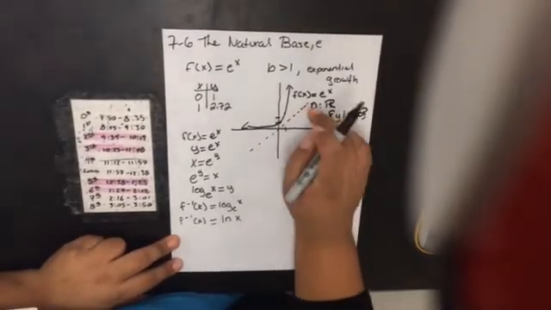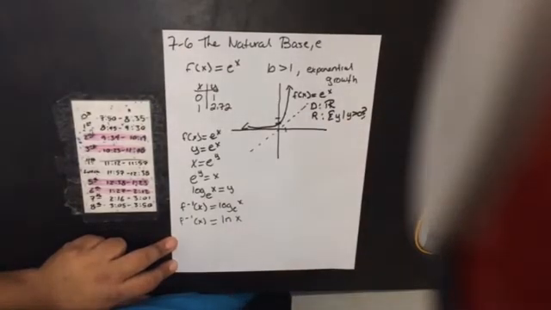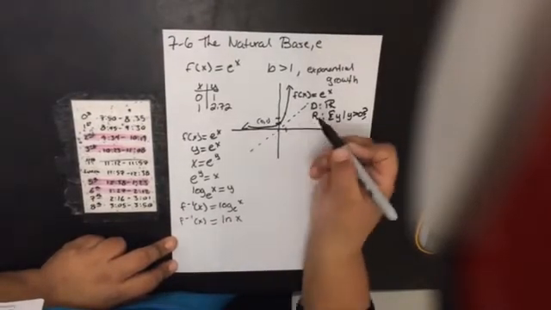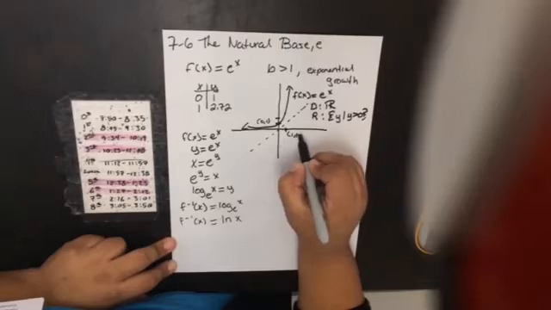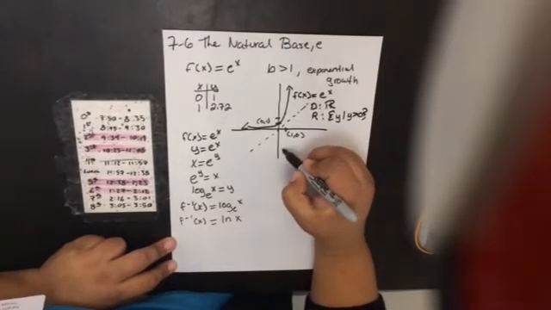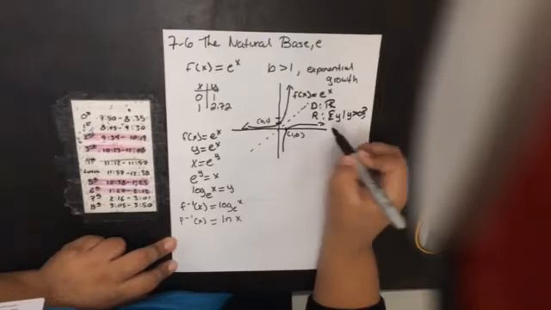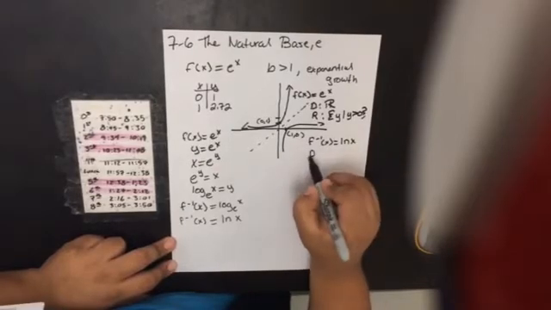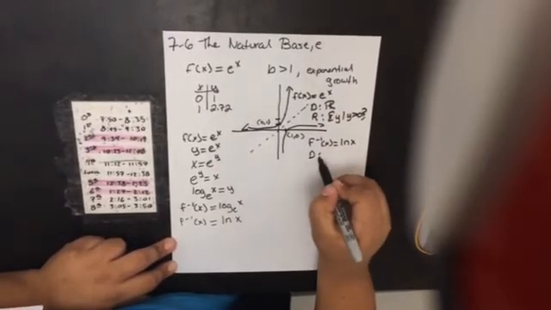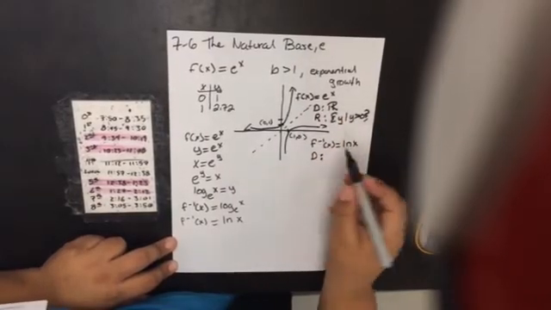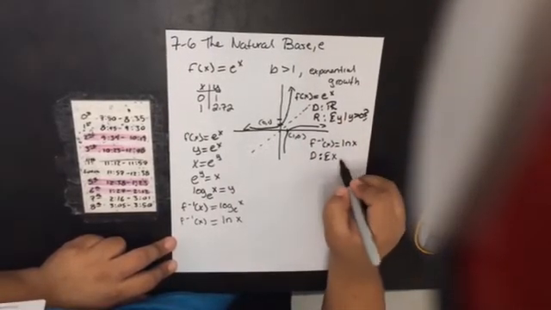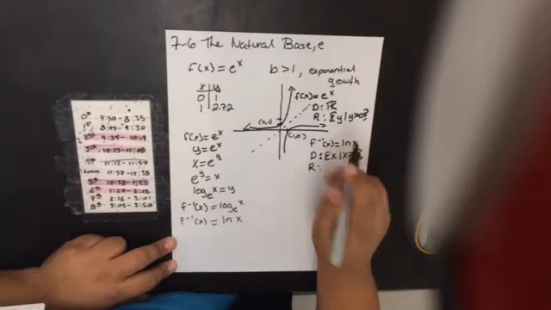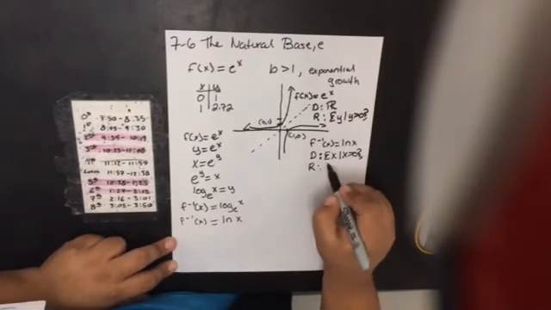To graph it, remember that it's reflected over the line y equals x. So now we're going to have a point at 1 and 0. So it looks something like this. So the domain for the natural log of x is going to be the range of e to the x, which is going to be all x's such that x is greater than 0. And for the range, it's going to be the domain of e to the x, which is all real numbers.